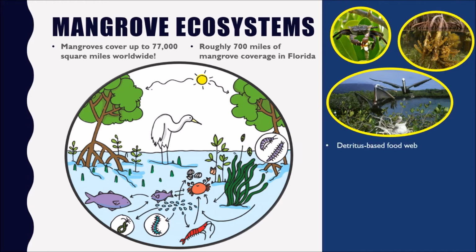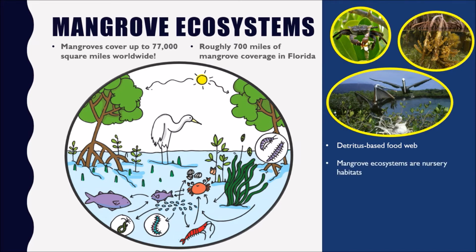Fallen leaves from mangroves are the base of this food web. Mangrove ecosystems are considered to support a detritus-based food web. There are animals that eat the fallen leaves themselves, and these animals are called detritivores because they consume detritus, which is dead organic material like fallen leaves.